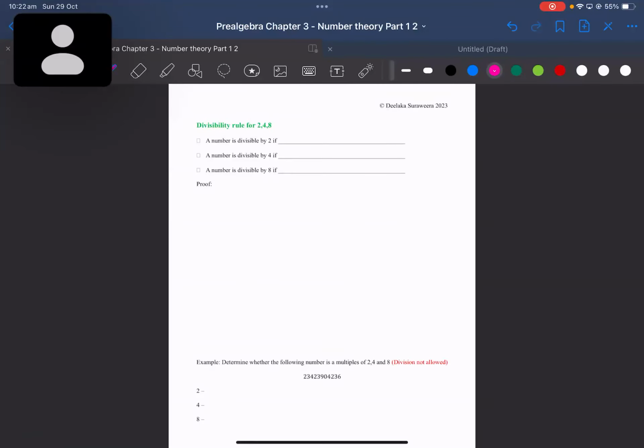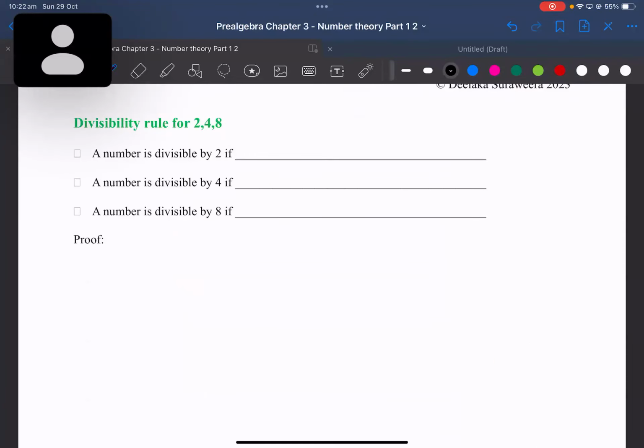Okay, now we'll go to divisibility rules for 2, 4, and 8. A number is divisible by 2 if, like we said before, it's even. Or another way to say it: the last digit is divisible by 2, or the last digit is even.